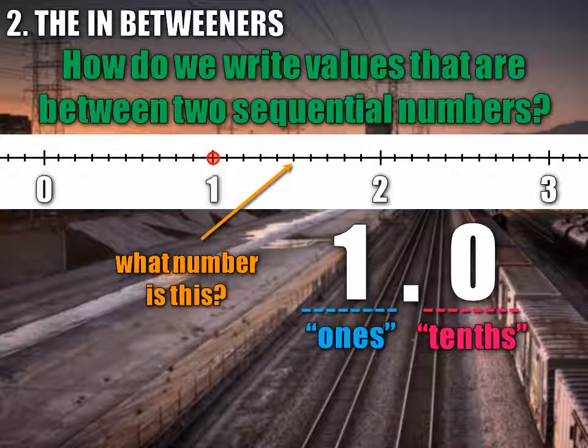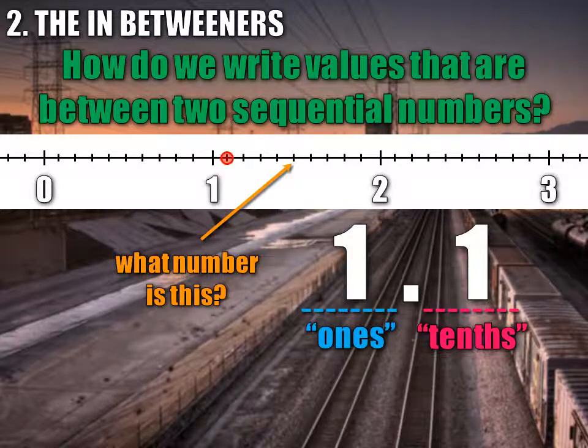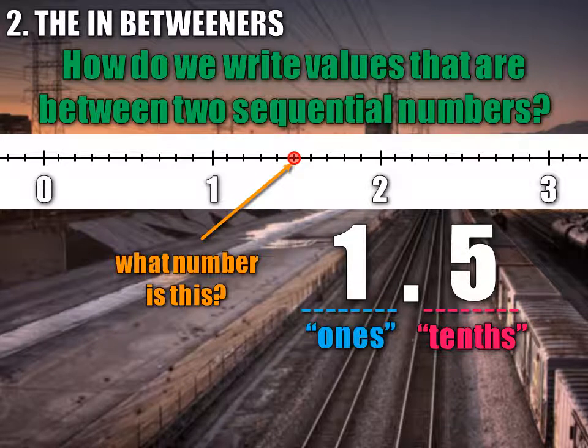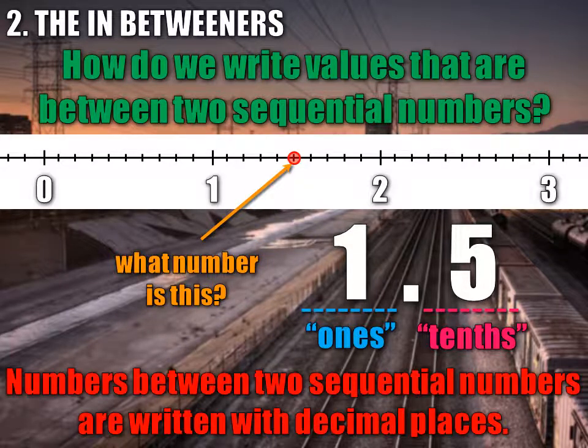And so now see, we have this gap between the 1 and the 2, and now we have 10 smaller gaps between it. So all we have to do is just count how many gaps we go. So one gap over is 1.1, another one's 1.2, and we'll keep going until we reach the number in question, and it turns out it's 1.5. So the number 1.5 represents a number that's halfway between 1 and 2.